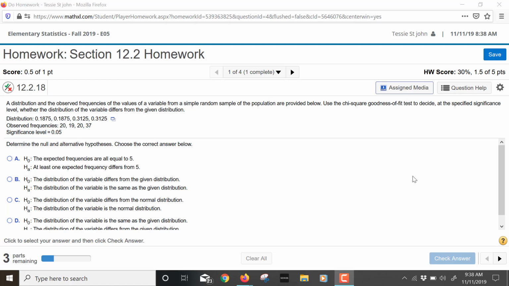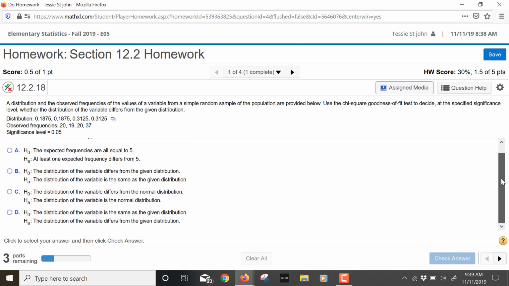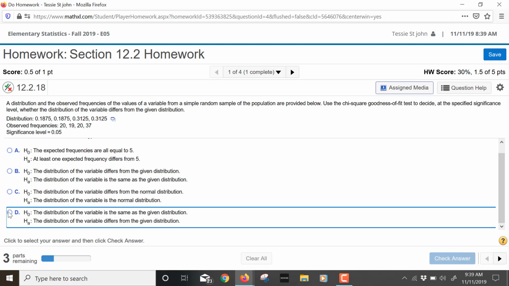Hey guys, so we're going to do this example. We're using the chi-square goodness of fit test to decide if the distribution differs from the given distribution. So the first thing I'm going to do, I know that my null is always that they're the same, and the alternative is that they're different.